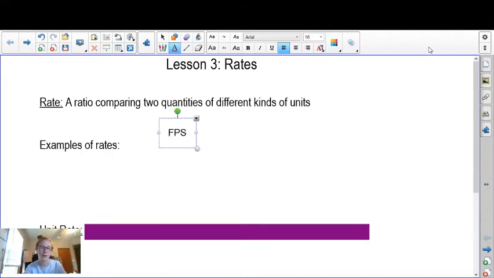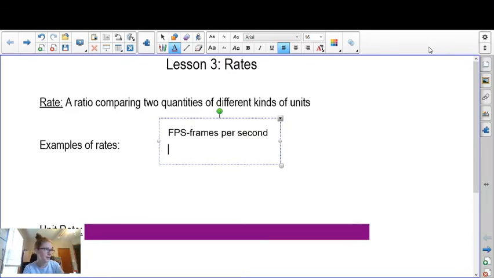So FPS, what about that one? Frames per second. I see that now with my system that I use to record myself. Right now I'm at 30 FPS. So how many frames do I see in 1 second? My camera is not the best, but it's better than nothing.